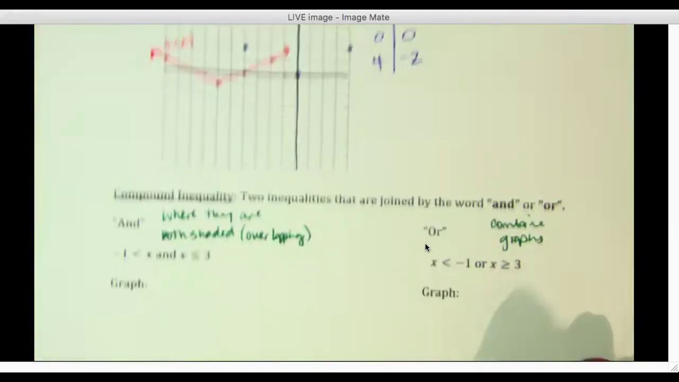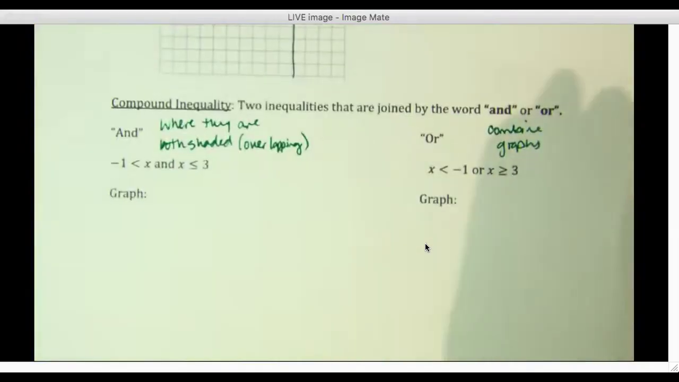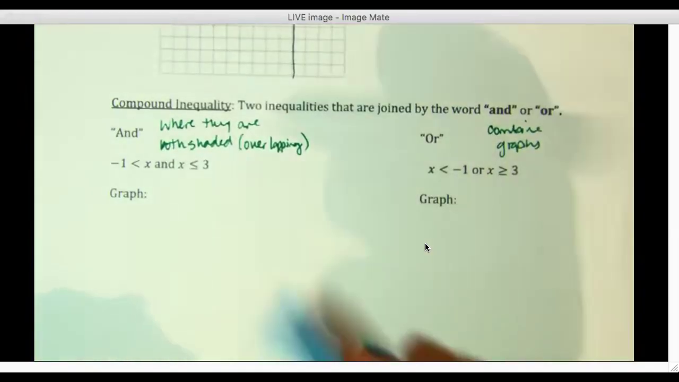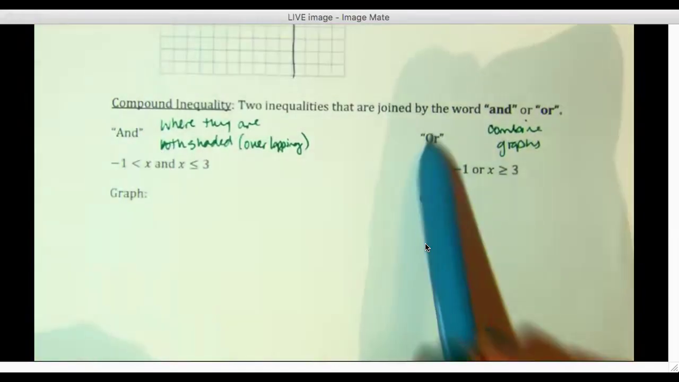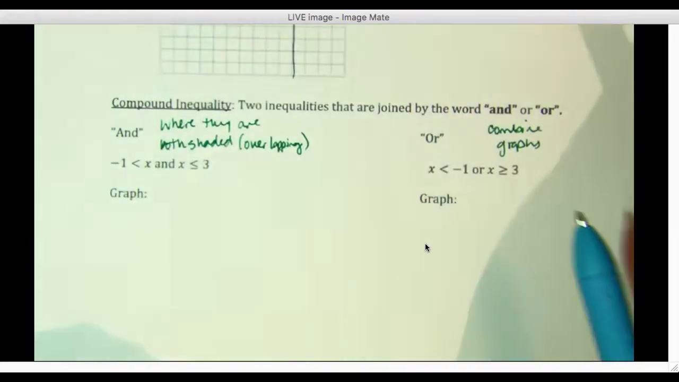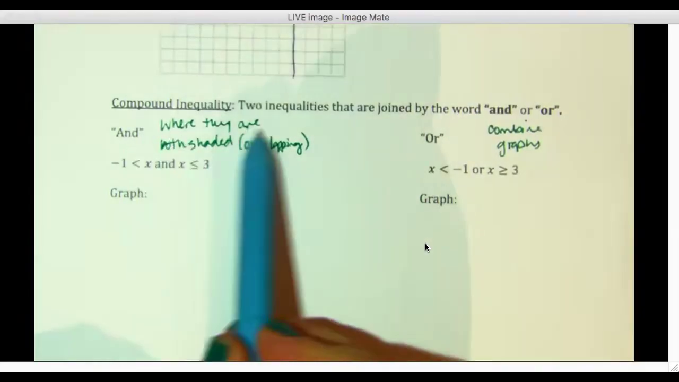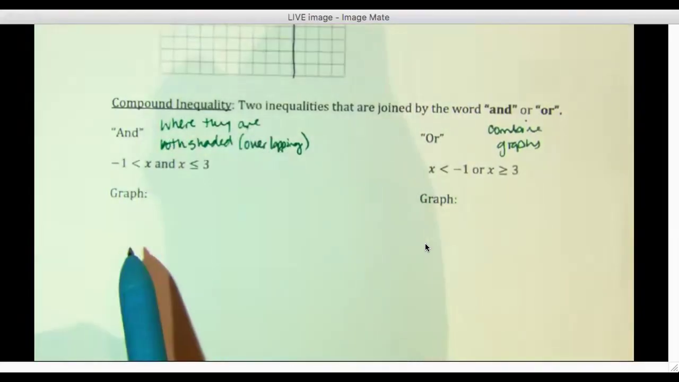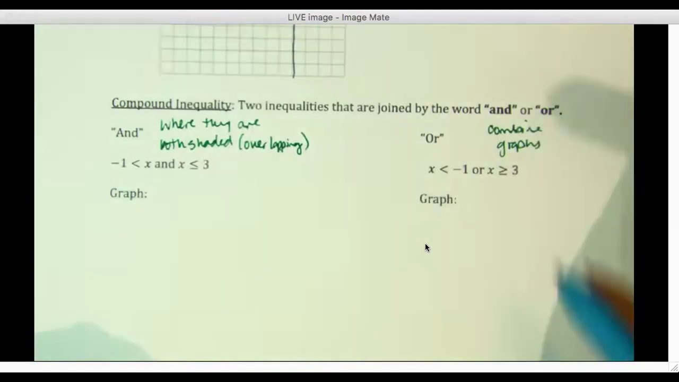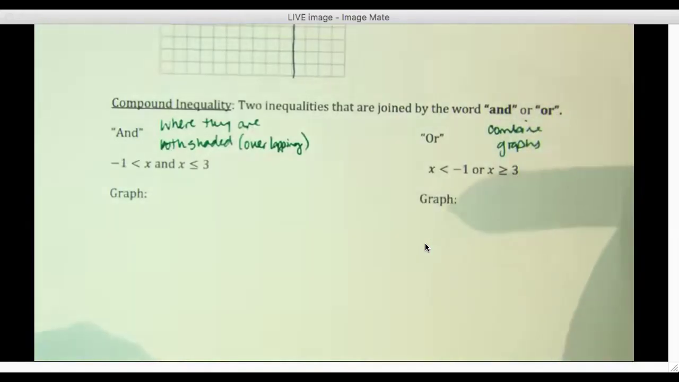Now, the next part of this section is looking at compound inequalities. We saw these in a previous section as well, but we're going to give a little bit more detail to them. We did talk about and or inequalities, but I've written it out here for you. And inequalities is where they're both shaded. This was that overlapping area we saw. Or inequalities are where we kind of combined the graphs. It just had to be one or the other.